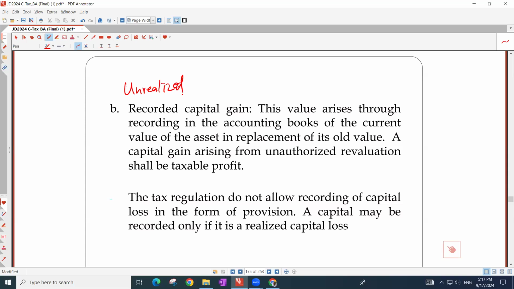What happens with the unrealized capital gains? Okay. This value arises through recording in accounting books the current value of assets in replacement of the old value. This is a revaluation, right? Revaluation of an asset, which based on accounting rule, you are required to record a net present value.